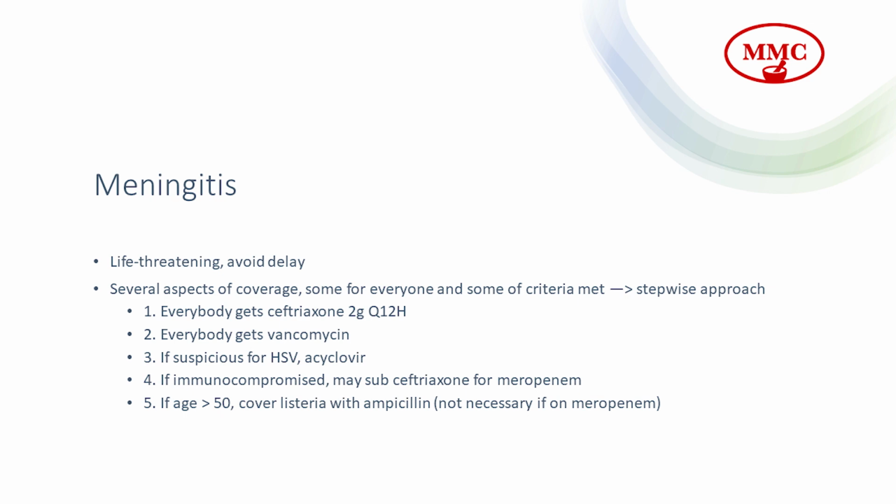But if you're already immunocompromised and on meropenem, you don't have to add ampicillin, mainly because meropenem will already cover listeria. So, and then if they are on Rocephin and they are over 50, it's okay to add ampicillin. I know it's 2 beta-lactams, but it's like one of the instances where you can do it.